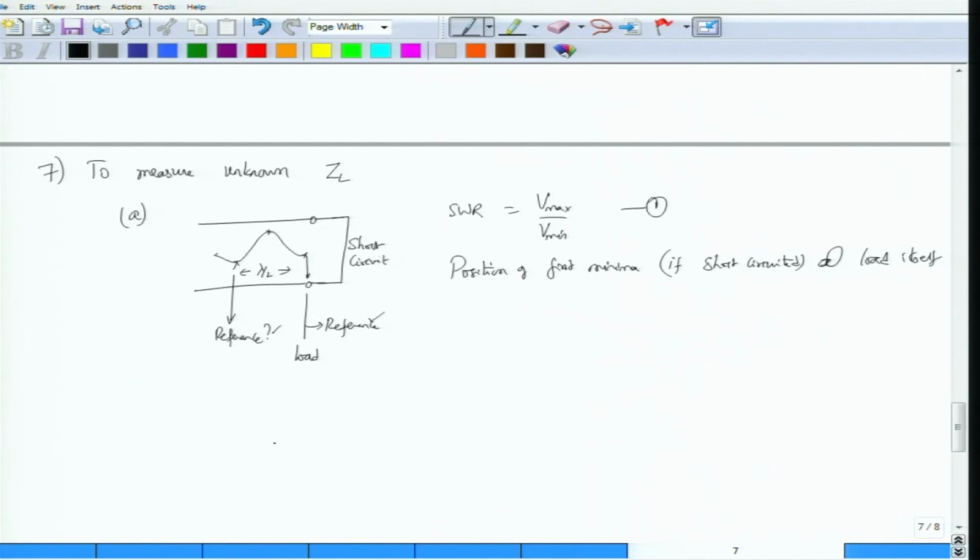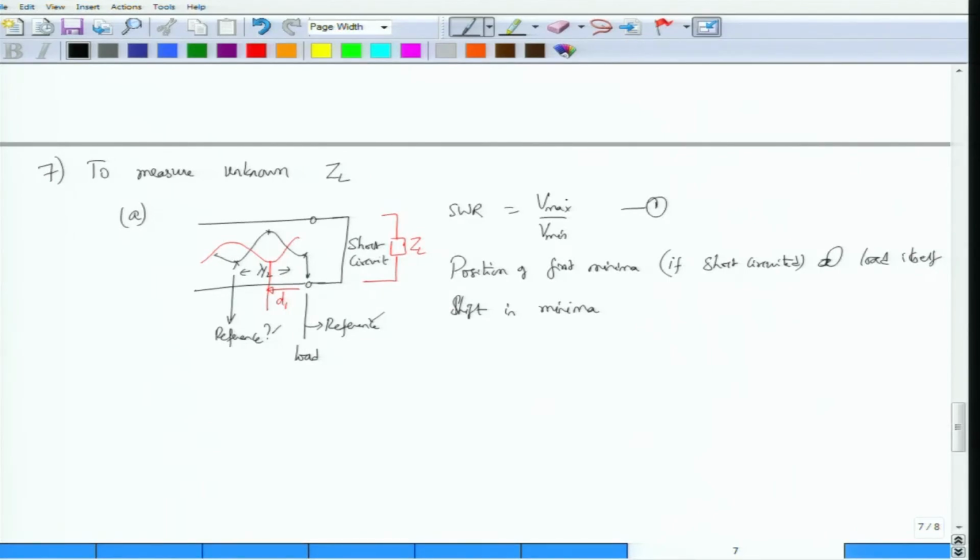Now you replace the short circuit with the actual unknown load that you are going to measure. What would happen if ZL is not equal to a short circuit? Then there will be a shift in the minima, and the minima would produce its own standing wave pattern. Note down the distance of the shift in minima. You might ask, why not note down the shift in maxima? Technically, it is easier to measure the minima points with much better accuracy than the maxima points.